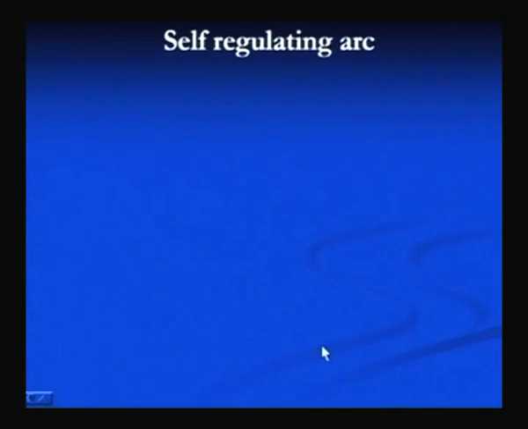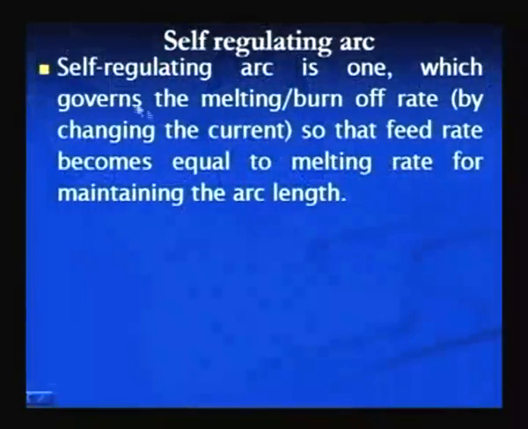We will see the self-regulating arc in detail, which is obtained in the constant voltage power sources. The self-regulating arc is one which governs the melting rate, or burn off rate, by changing the current, so that the feed rate becomes equal to the melting rate for maintaining the arc length. So, this is the condition required for maintaining the arc length: the feed rate must be equal to the melting rate, and if due to any reason there is a change in feed rate, then the melting rate should be regulated accordingly by change of the welding current.